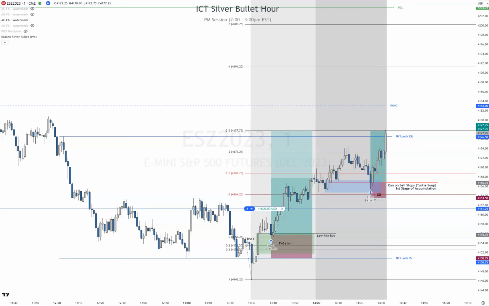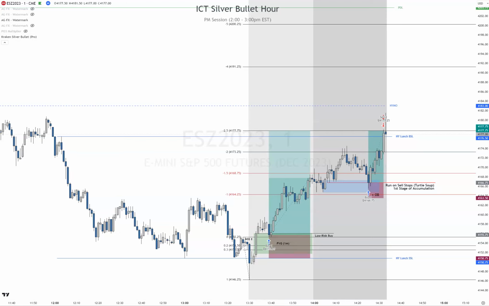Okay, that would have taken us all out. So let's just close these both right now. Let's flatten both of them right there. Put those on right there. All right, so we closed above our New York lunch. Let's see what happens here if we get a reversal here, or if we're going to continue going higher.